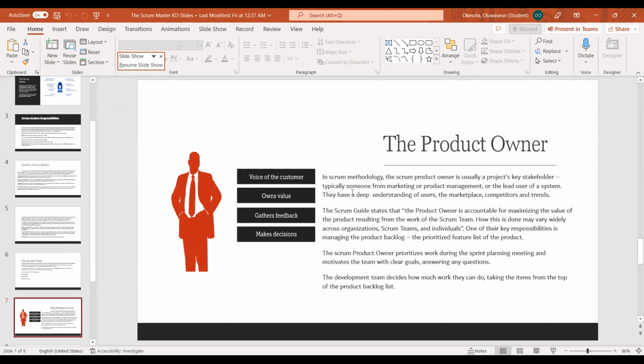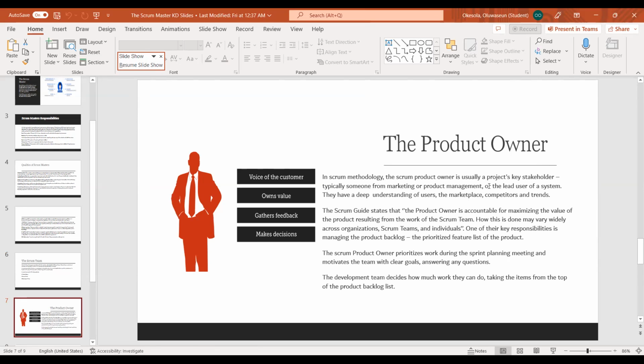So who is a product owner? The product owner in Scrum methodology is usually a project's key stakeholder, typically someone from marketing or product management, basically, or the lead user of a system. So they have a deep understanding of users, right? Users, the customer, the marketplace, the competitors, and trends. The Scrum Guide states that the product owner is accountable for maximizing the value of the product resulting from the work of the Scrum team. How this is done may vary across different organizations, Scrum teams, and individuals. One of their key responsibilities is managing the product backlog.